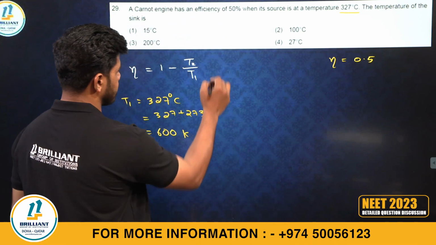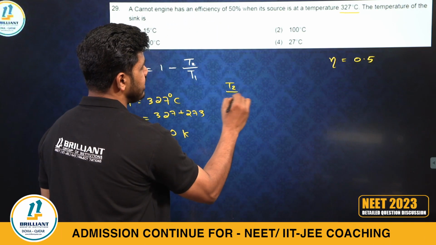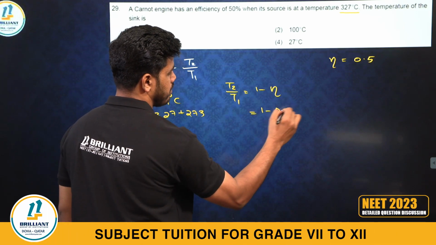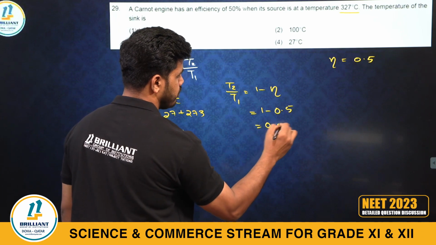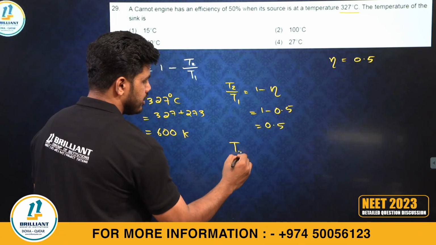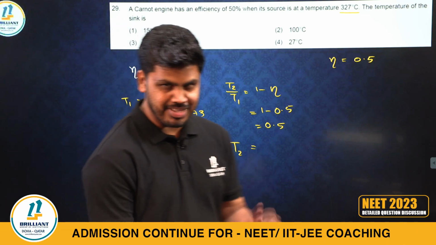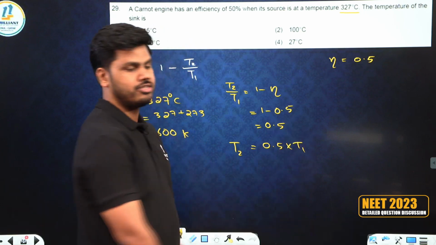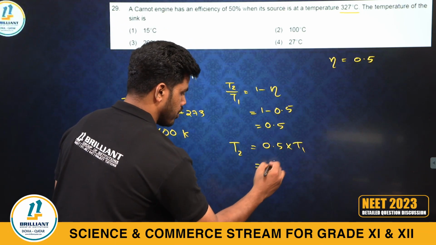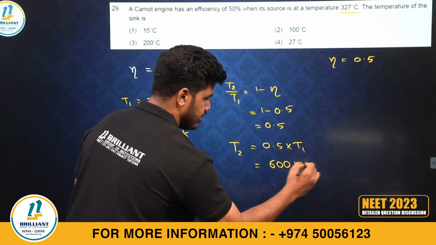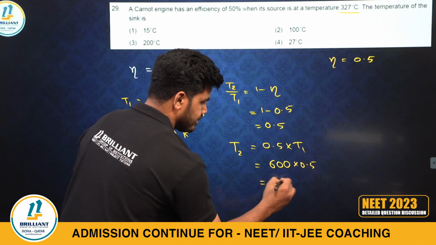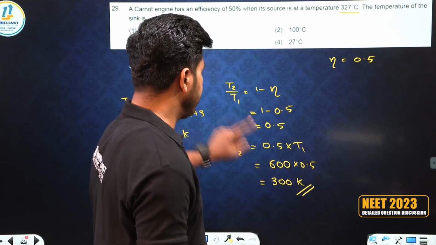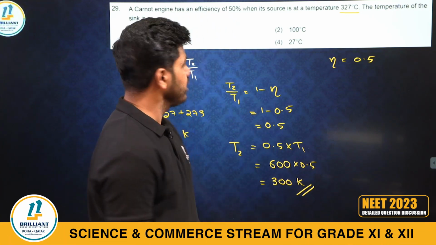If you transform this equation, we can say T2 by T1 is equal to 1 minus eta. 1 minus eta is 1 minus 0.5, which is 0.5 only. Then what can be T2? T2, the required answer, temperature of the sink, is equal to 0.5 into T1. T1 is the temperature of the source, which is given in the question. 600 into 0.5, that is going to be 300 Kelvin. We can search for the options now. 300 Kelvin should be the temperature of the sink.